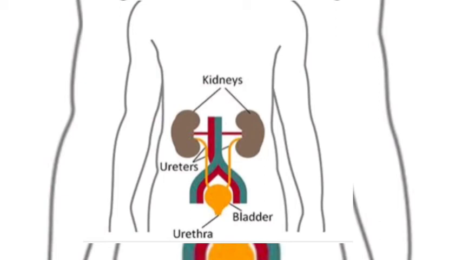A person cannot survive unless the blood is filtered, because if the toxic substances keep on accumulating inside the body, a person cannot survive due to the presence of toxic substances in their body. So the blood needs to be filtered.